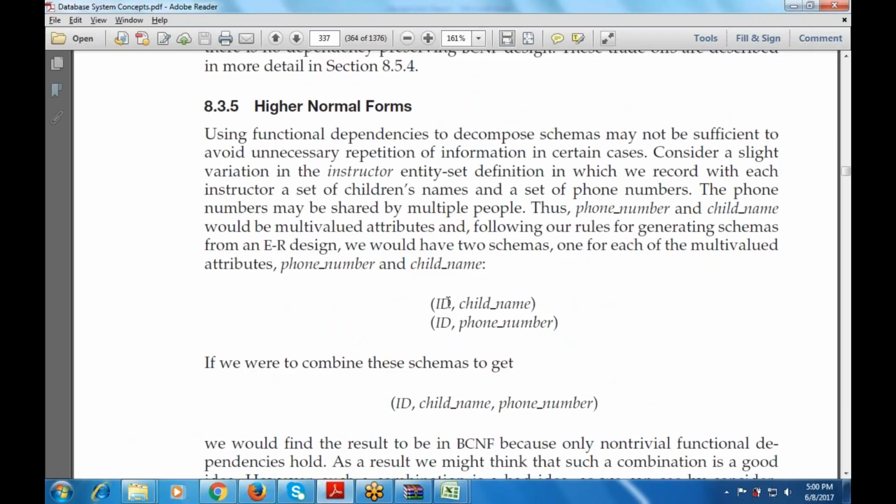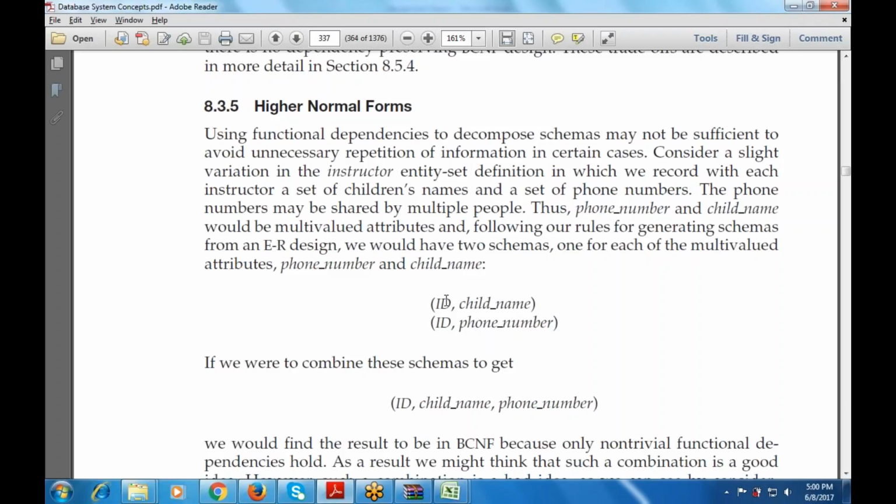This is not sufficient to avoid unnecessary repetition, so we also use an entity set definition in which we record with each instructor a set of children's names and a set of phone numbers. That means a phone number can be shared by multiple people. Therefore, phone number and child name must be multi-valued attributes, and these rules guarantee a schema that also forms an ER design. So we have two schemas for the multi-valued attributes: ID, child name, and ID, phone number.